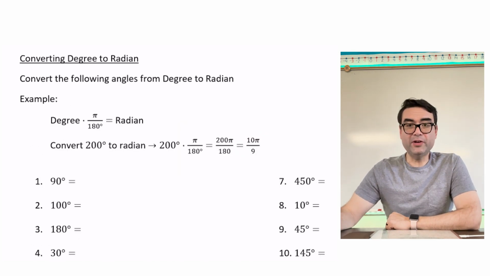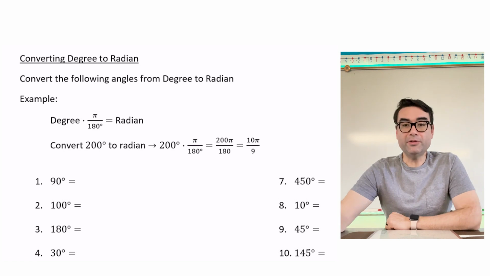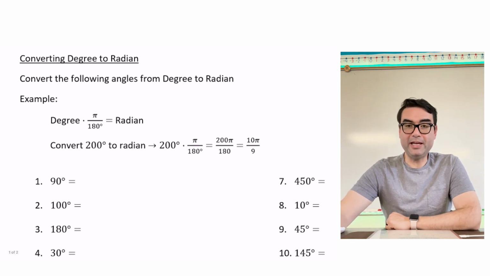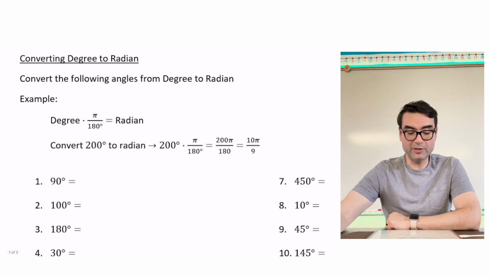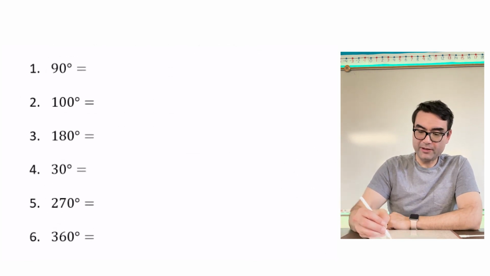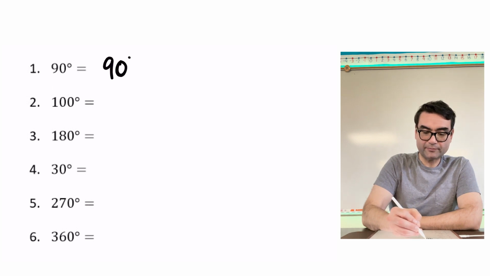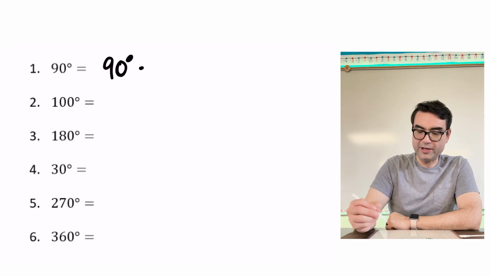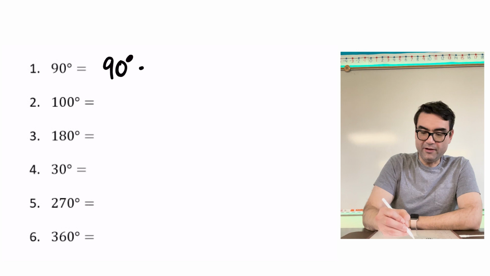Okay, now let's look at converting degrees to radians. What's really nice is it's almost the same thing as the previous problems, but instead of multiplying by a factor of 180 over pi, we're going to just take the reciprocal of that. So we're going to multiply by pi over 180. So let's just start with number 1 here. We take our 90 degrees, and we're going to multiply by the ratio of pi over 180 degrees.